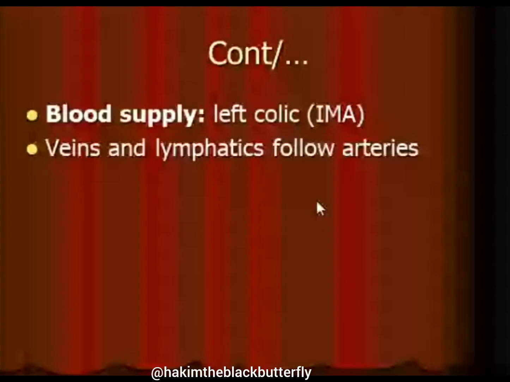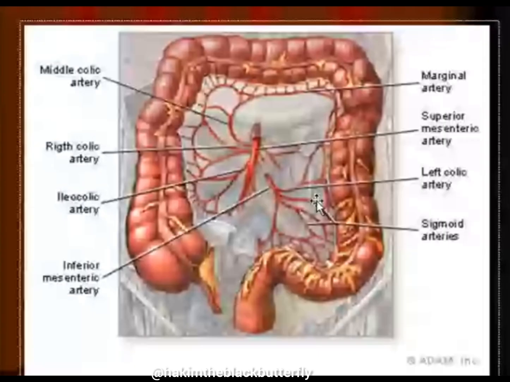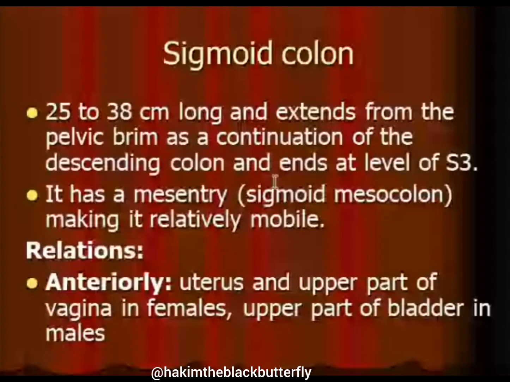It is supplied by the left colic artery, which we have already shown you, which is a branch of the inferior mesenteric artery. So you can see the inferior mesenteric artery giving off the left colic artery, supplying the descending colon. This is the left colic artery, which goes up to the proximal third of the transverse colon, which I've just talked about. And the vein is the left colic vein, which drains into the inferior mesenteric vein.